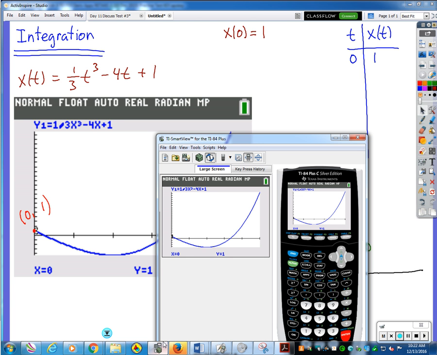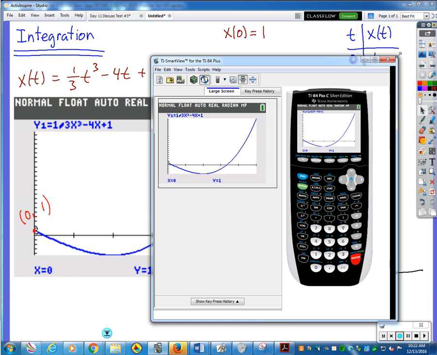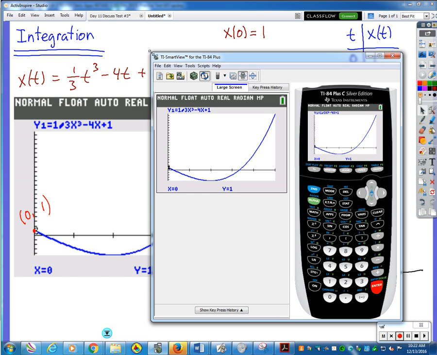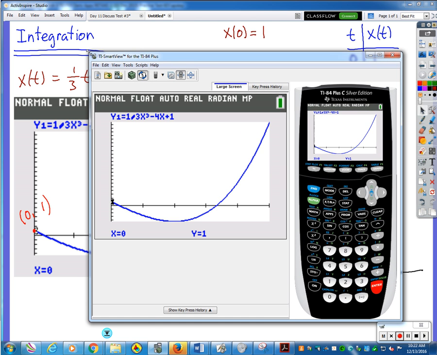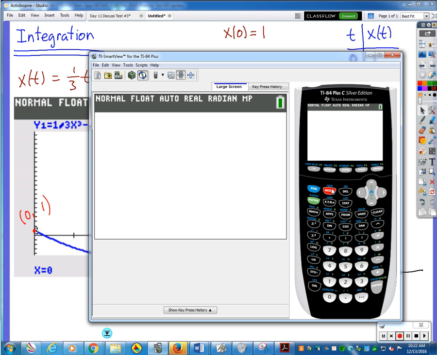Another method that will become very useful, that perhaps you don't know about yet, let me show you. We have typed our formula into y1. We wrote up here that the position at time 0 is 1. So go back to the main screen by hitting second and then quit. Quit is the mode button right next to second.